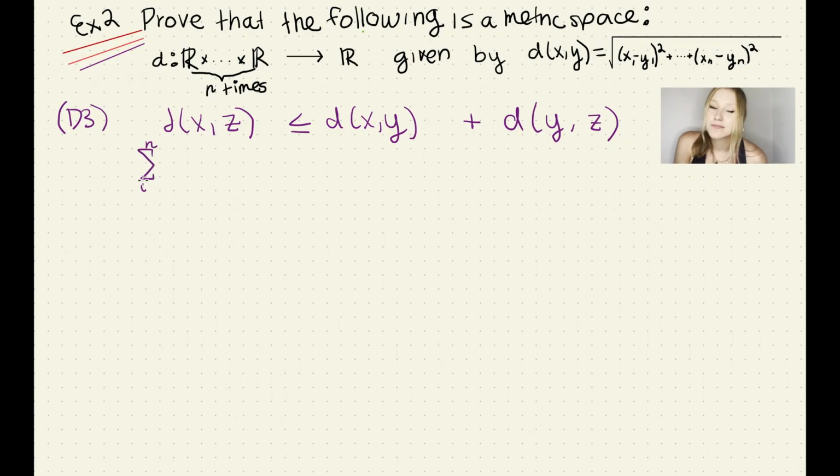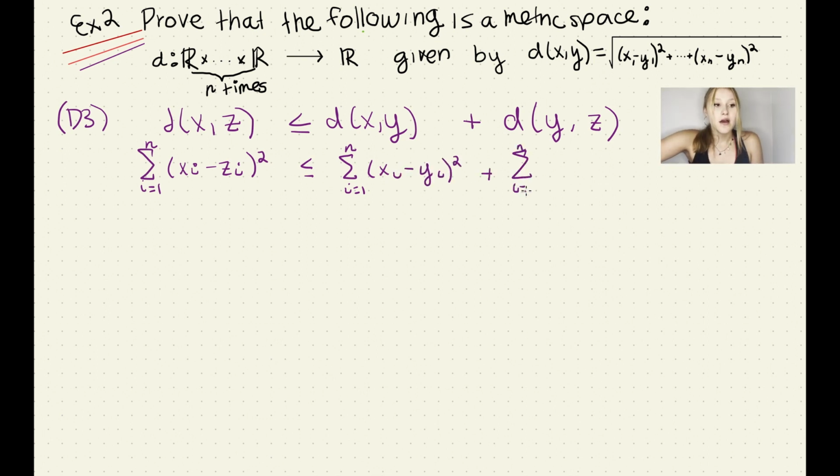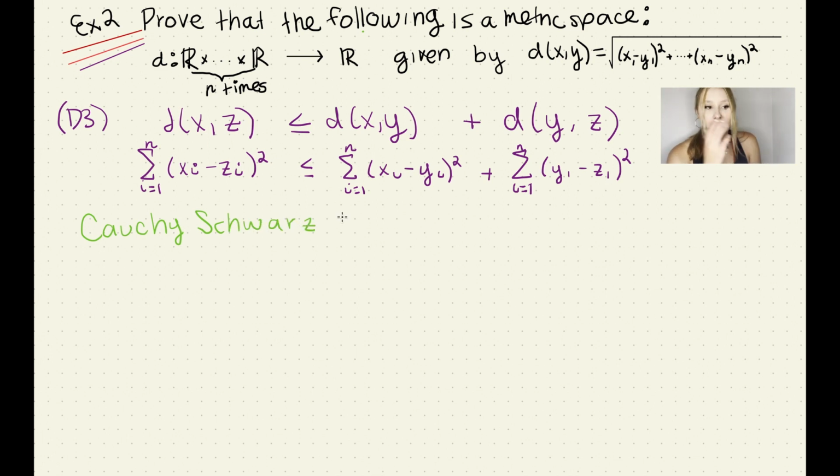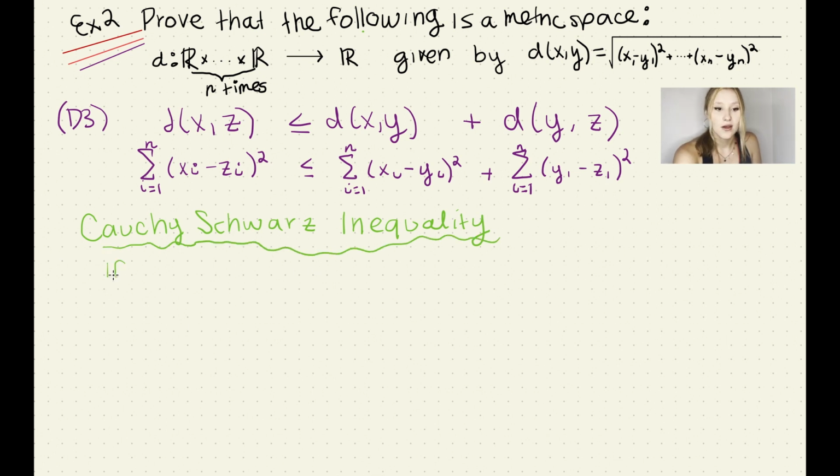Okay. Now we're going to do the third property. We're going to rewrite this as the sum of the square root. I didn't write it here, but you'll see in a second. The sum of the square root of xi minus zi squared, and so on. So we're going to try and prove that this is true. In doing so, we have to use the Cauchy Schwarz inequality, and let me introduce that to you guys.